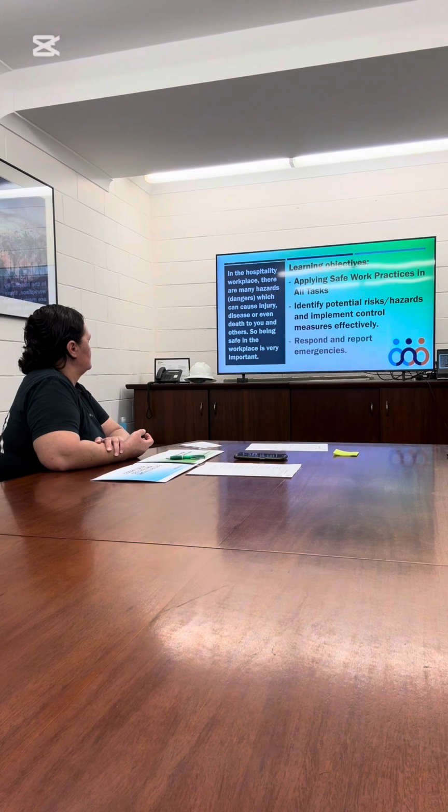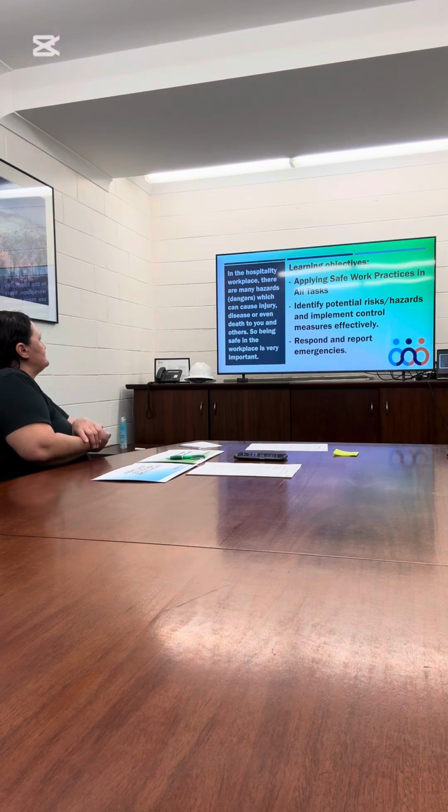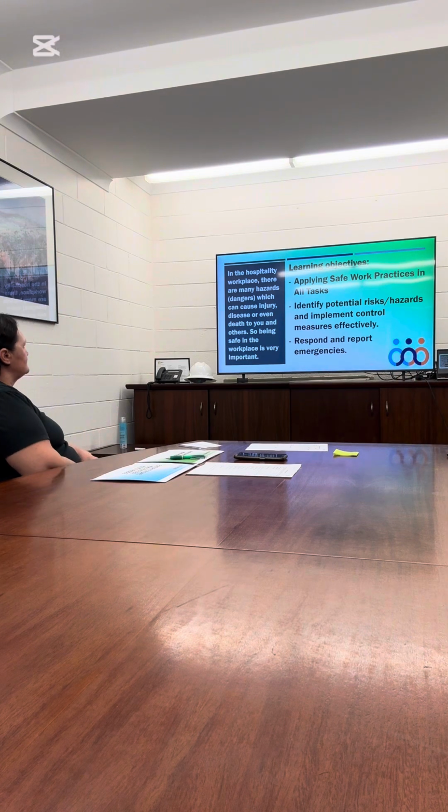So we'll just go through our learning objectives. In the hospitality workplace, there are many hazards which can cause injury, disease, or even death to you or others. So being safe in the workplace is very important. The learning objectives that we will cover in this session will be applying safe work practices in all tasks, identifying potential risk hazards and implementing control measures, and responding to and reporting emergencies. These are what you will cover in the session today with me.